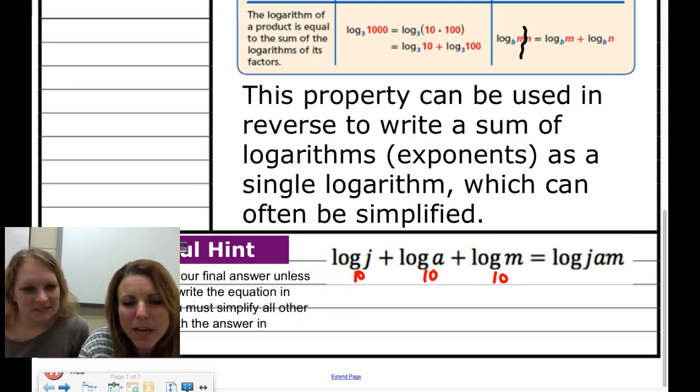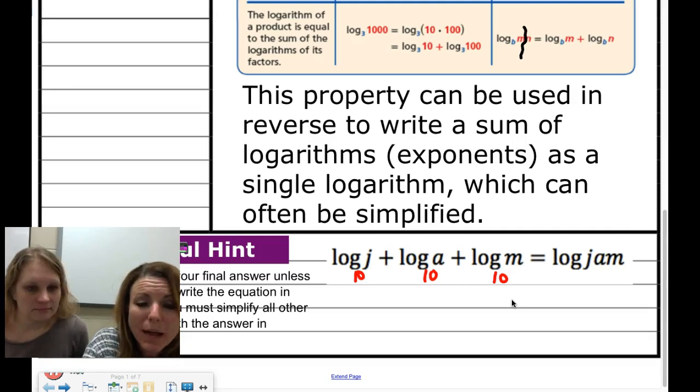Now, there's something hidden behind our picture here, but it's in your notes, and it says, never leave log in your final answer unless the directions say to write the equation in logarithmic form. You must simplify all other problems that end with the answer in logarithmic form. So basically, you never leave log in your answer unless Miss Boyd or I tell you to. You continue to simplify. We're going to practice.